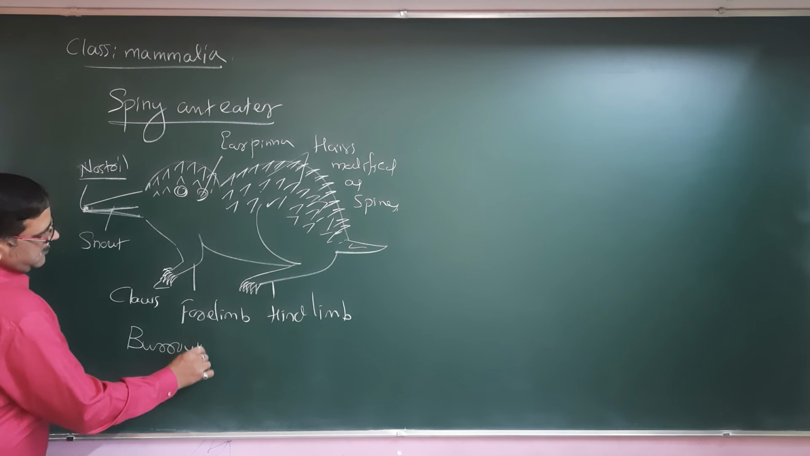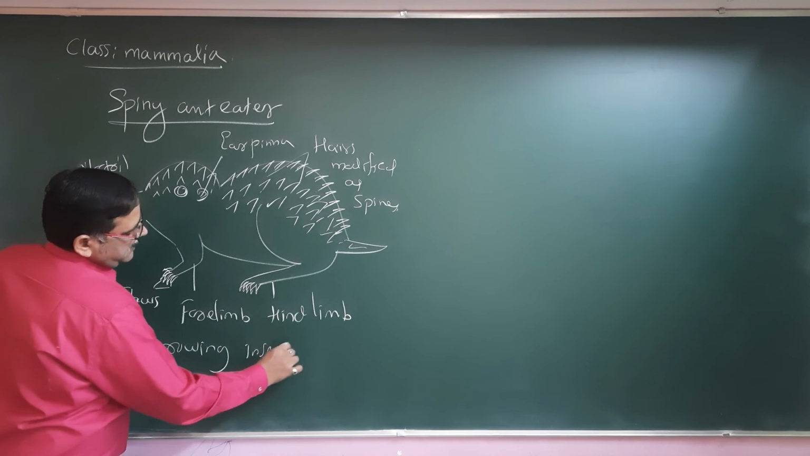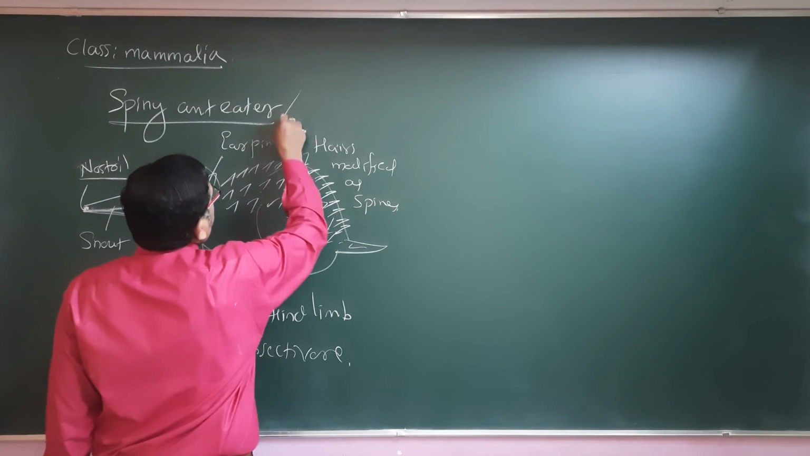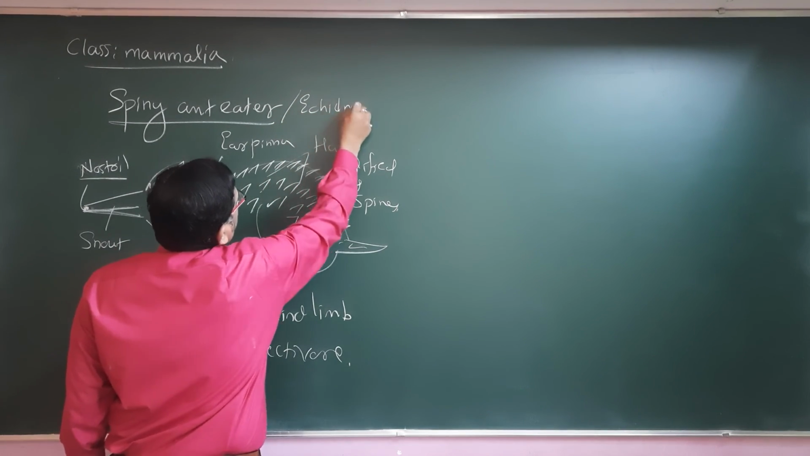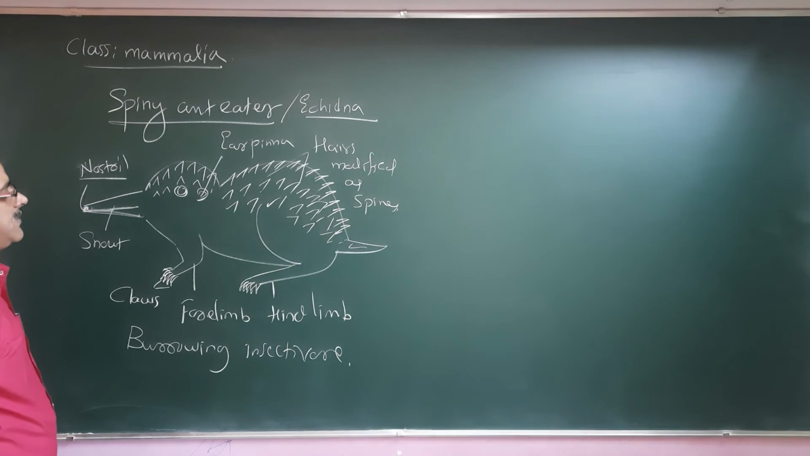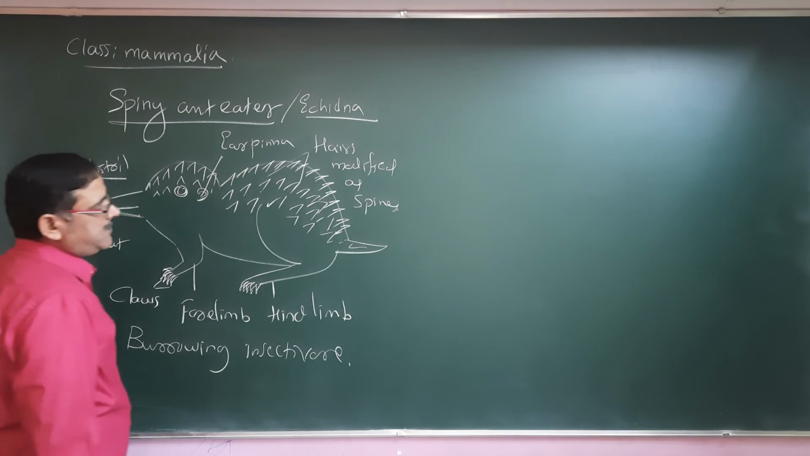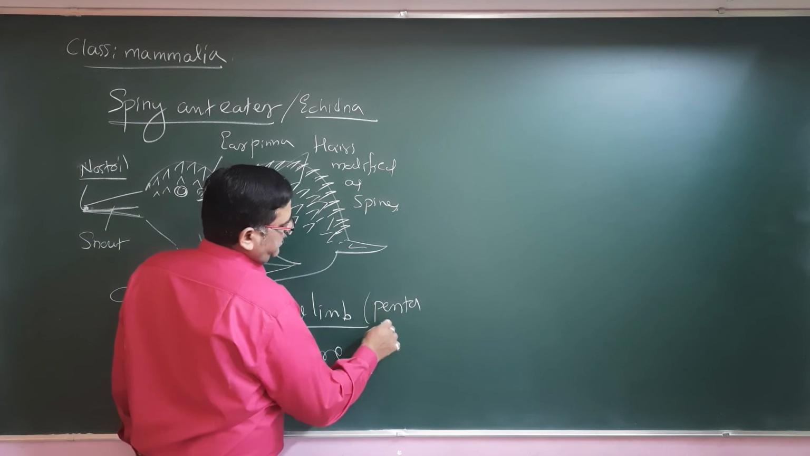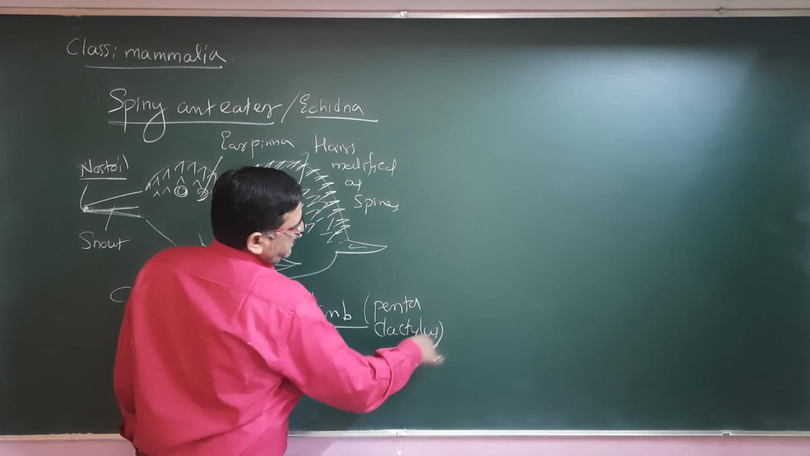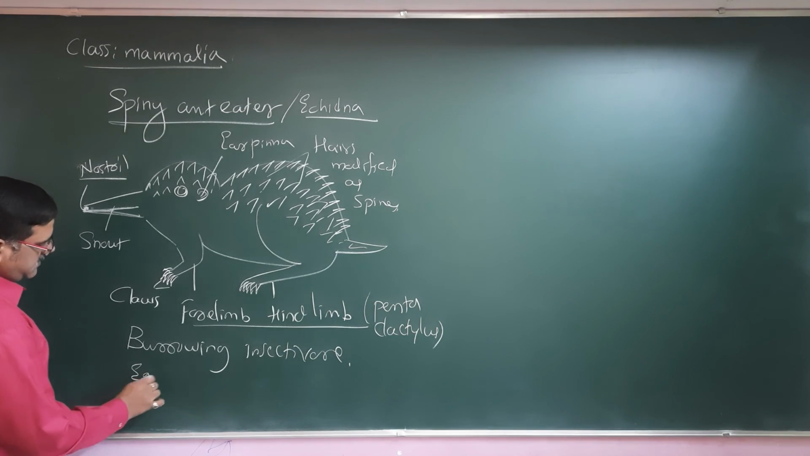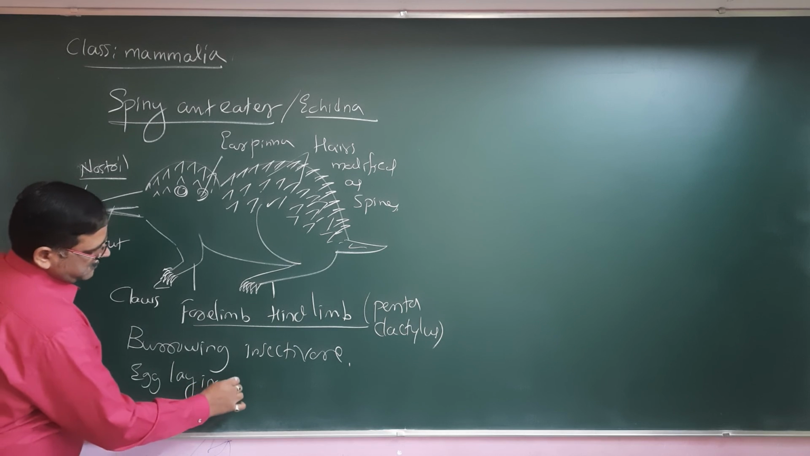It is a burrowing insectivore. So this animal, the spiny anteater, is also called echidna. Echidna is basically a burrowing insectivore. It has claws, forelimbs and hind limbs, and the limbs are mainly pentadactyl. Pentadactyl means 5 digits with claws. Burrowing. These are egg-laying mammals.